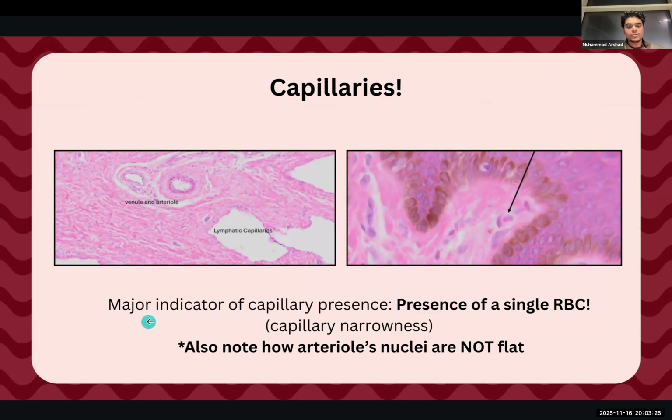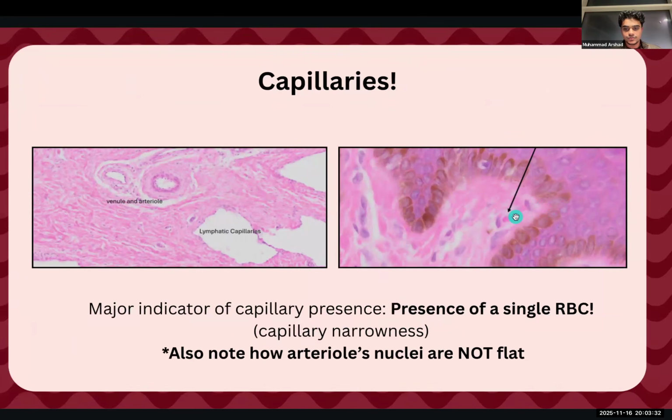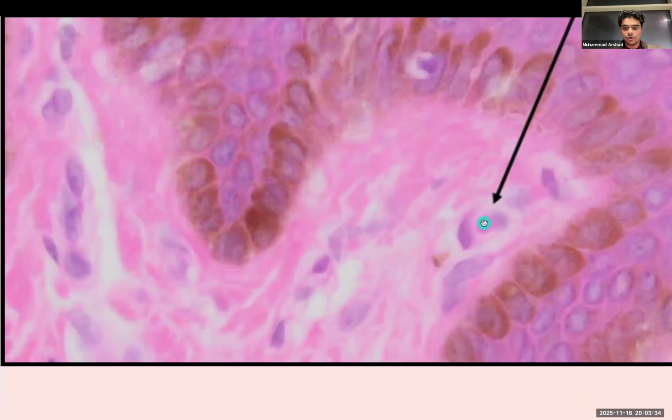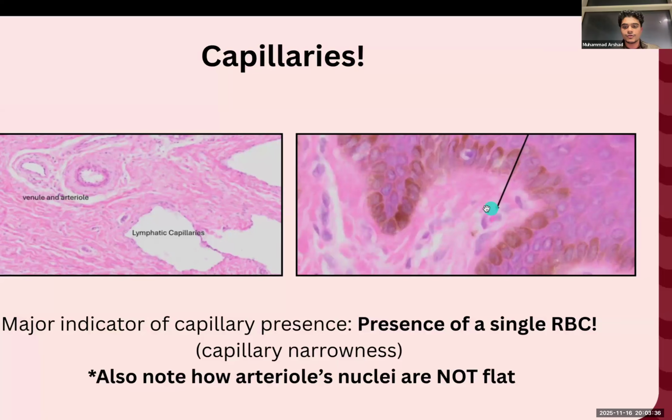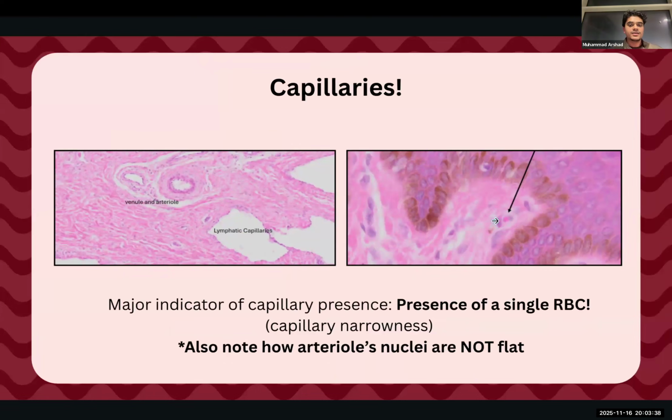So first of all, a major indicator of capillary presence is the presence of a single RBC. That's what I'm referring to over here, right? This is a single RBC in the capillary. That's how we know this is a capillary. Why is that the case? Because capillaries are so thin that when RBCs are passing through them, they have to pass in a single file line. So if you see a singular RBC like this, you automatically know that you're looking at a capillary.